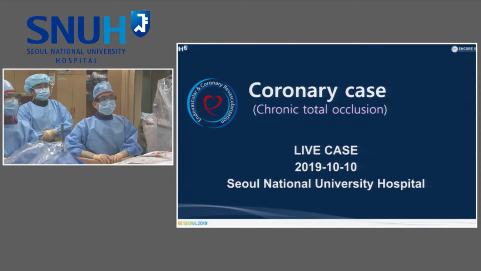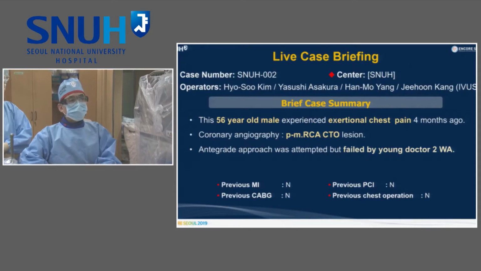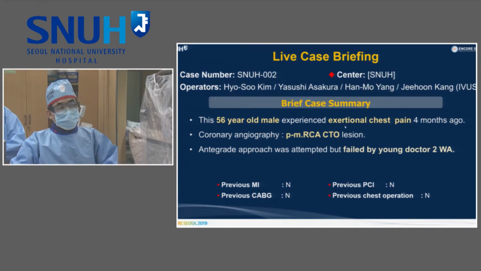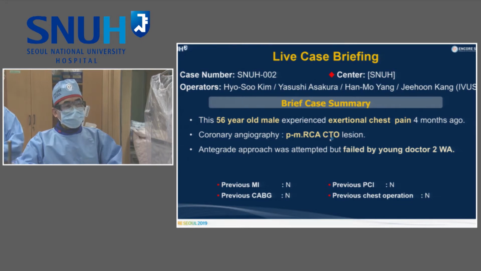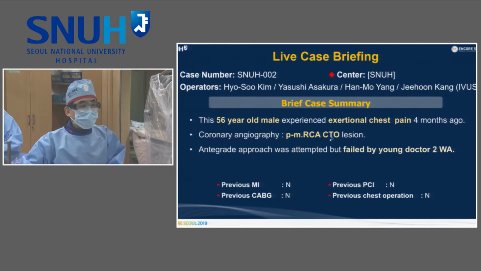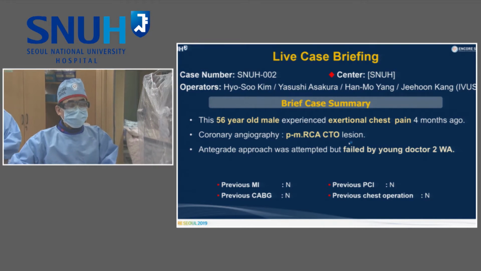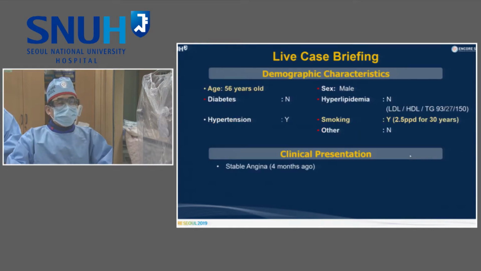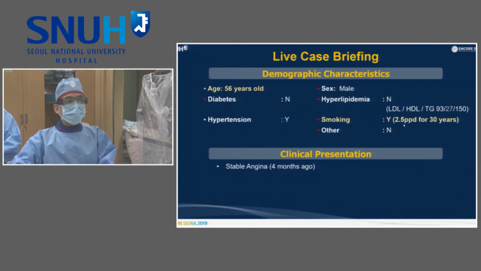CTO intervention. A 56-year-old male experienced chest pain for several months. Angiogram shows a proximal to mid-RCA CTO lesion. My junior faculty tried the antegrade approach 2 weeks ago, but failed, leaving several fine channels. He is also a really heavy smoker, 2.5 packs per day for 30 years. That is a really important risk factor for CTO and stable angina.